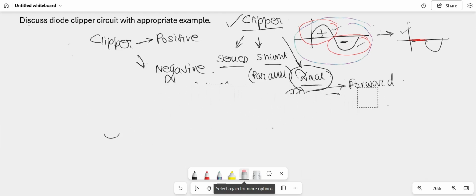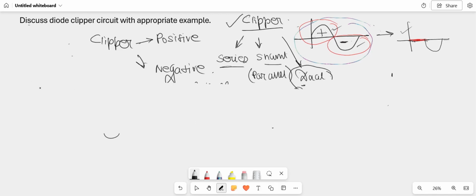Okay. So what happens in a series negative clipper? In a series negative clipper, we will just change the position of the diode. At first the diode was like this. So here we will just reverse the diode. The diode will become like this and the remaining connection will remain the same.